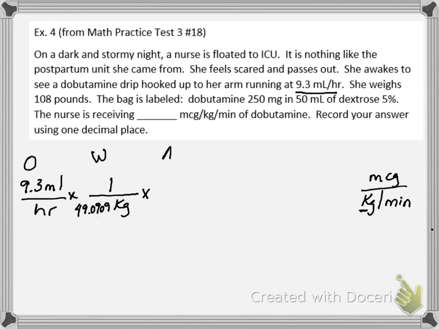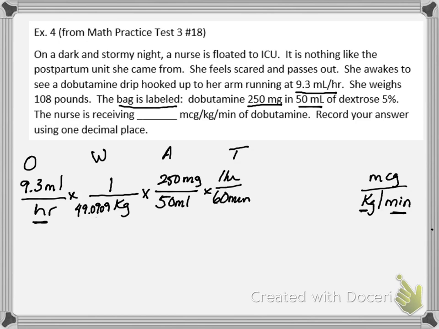So then I look for the A portion of my OAT, and A is for the available, and I see that there is a bag labeled dobutamine 250 milligrams in 50 mLs. So my 50 mLs goes on the bottom, and the 250 milligrams goes on top. Then the last portion of my OAT is the time. I'm in hours here. I need to get to minutes. So 1 hour is 60 minutes.